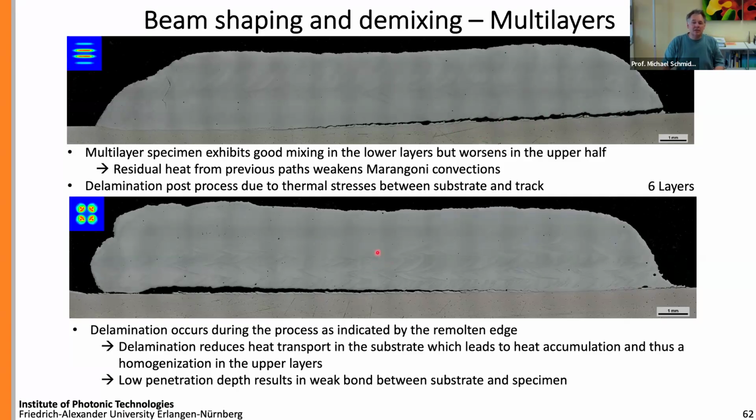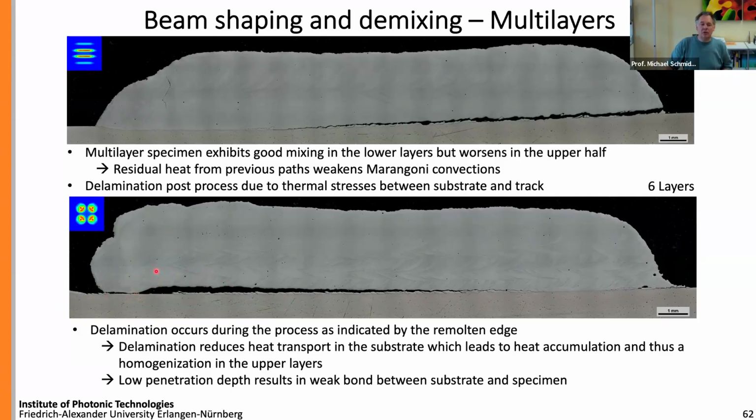The one that has not such a good mixing but had fewer cracks, so the flower shape, exhibits in the lower layers what we predicted, not so good mixing. In the upper layers, interestingly, it has a good mixing. And in this case, it's different, because if you look at the crack and look at the shape that you find here, you can conclude that the crack already happened during the buildup.